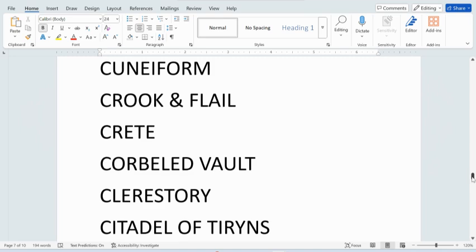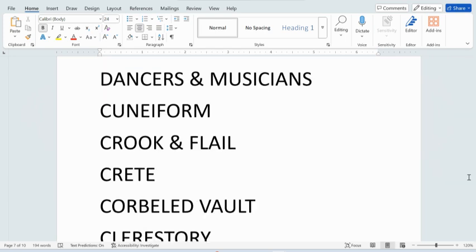Cuneiform is on the test. Know the difference between cuneiform and hieroglyphics. The dancers and musicians is on the test. Know the style. It's in your slide ID.